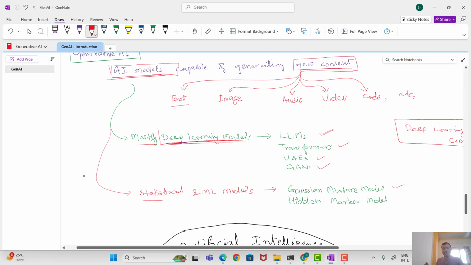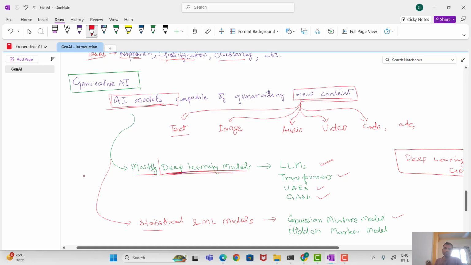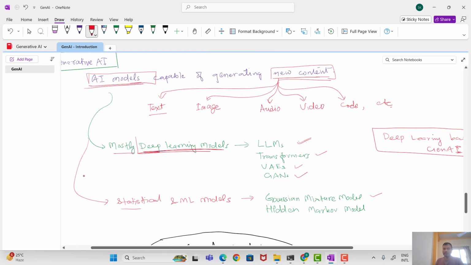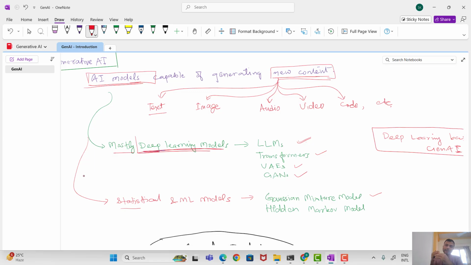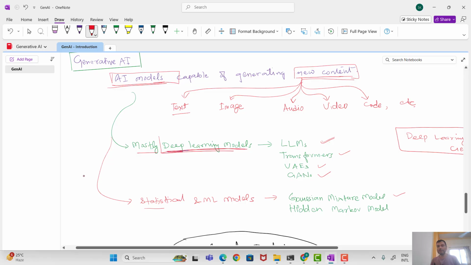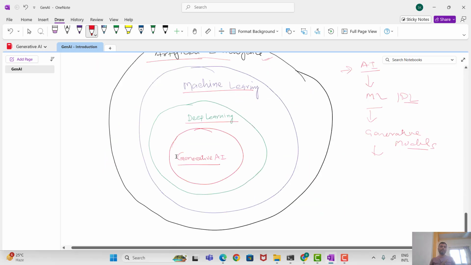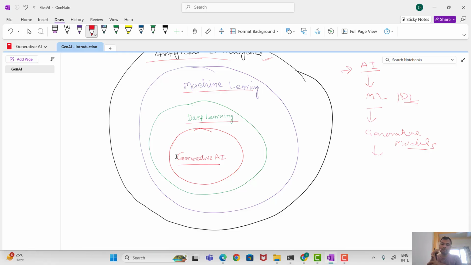But nowadays, whatever we refer to as generative AI, those generative AI models will be deep learning models. We will understand deep learning models in detail, and how deep learning makes generative AI possible. We are going to have a great journey. We will understand all the basics, all the things, all the programming, all the libraries. We are going to cover each and every model in detail.